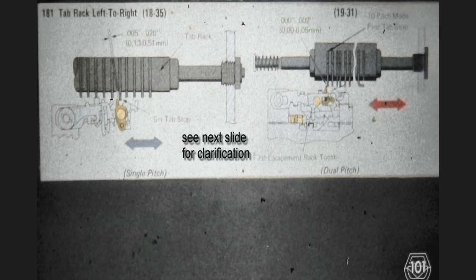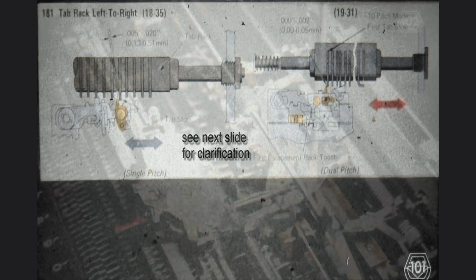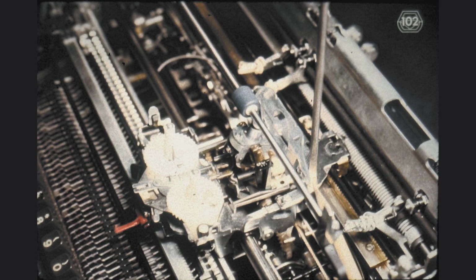We have also seen before that the lateral position of the tab stop rack has to satisfy these requirements. On the left, the adjustment is for single pitch machines, and on the right, for dual pitch machines. This adjustment establishes the lateral rest position of the tab stop rack. Check it out on your machine. By loosening the indicated screw, we can adjust the position of the tab clear plate. Now let's look at the specifications.